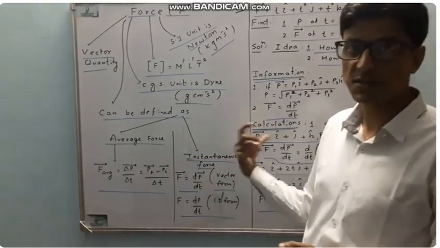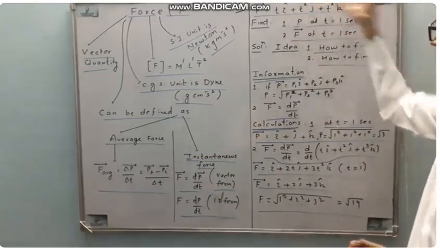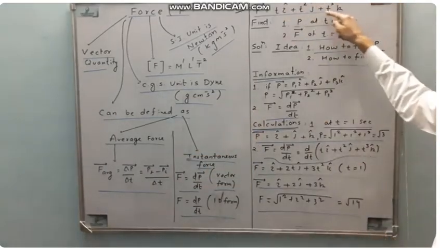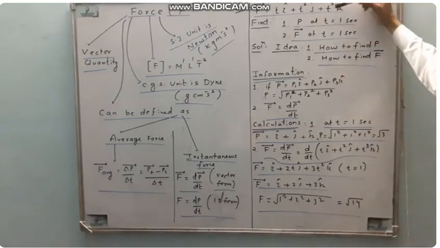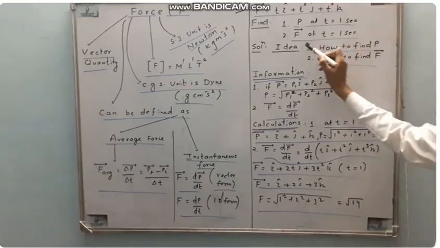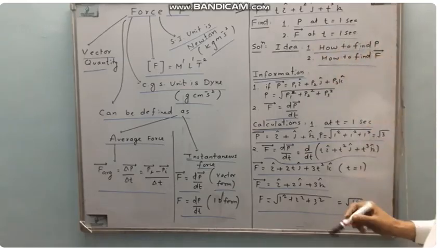Let's implement this. Suppose momentum of a particle is t i cap plus t square j cap plus t cube k cap, and you need to find the first thing, magnitude of momentum at t equal to 1, and the second thing, force at t equal to 1 second.